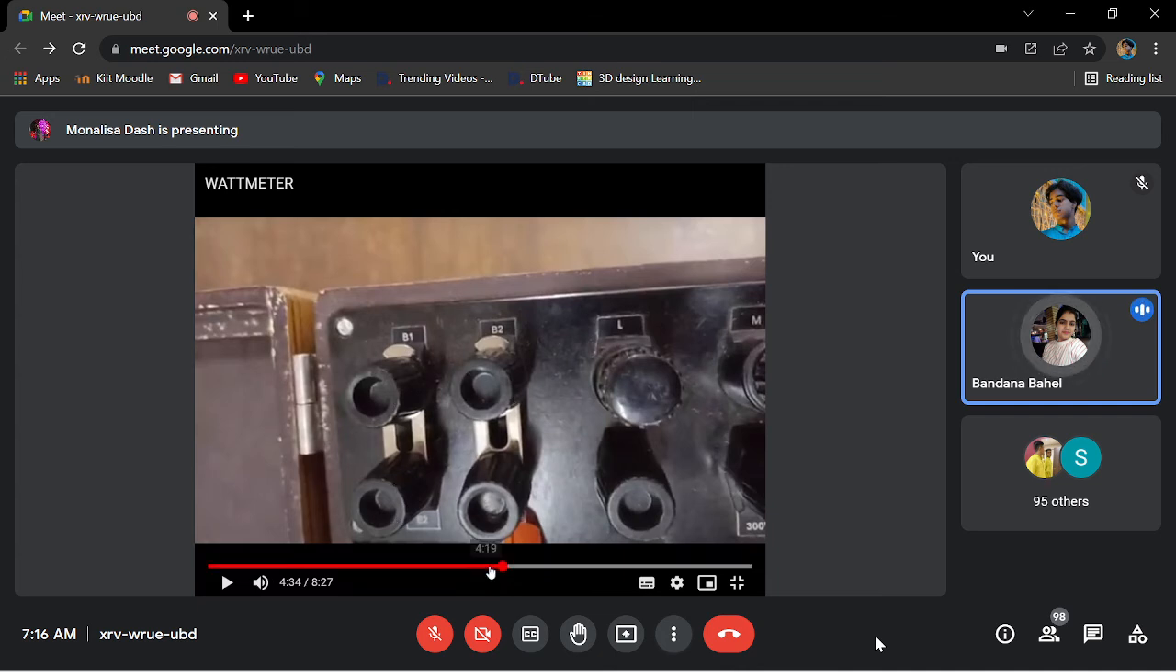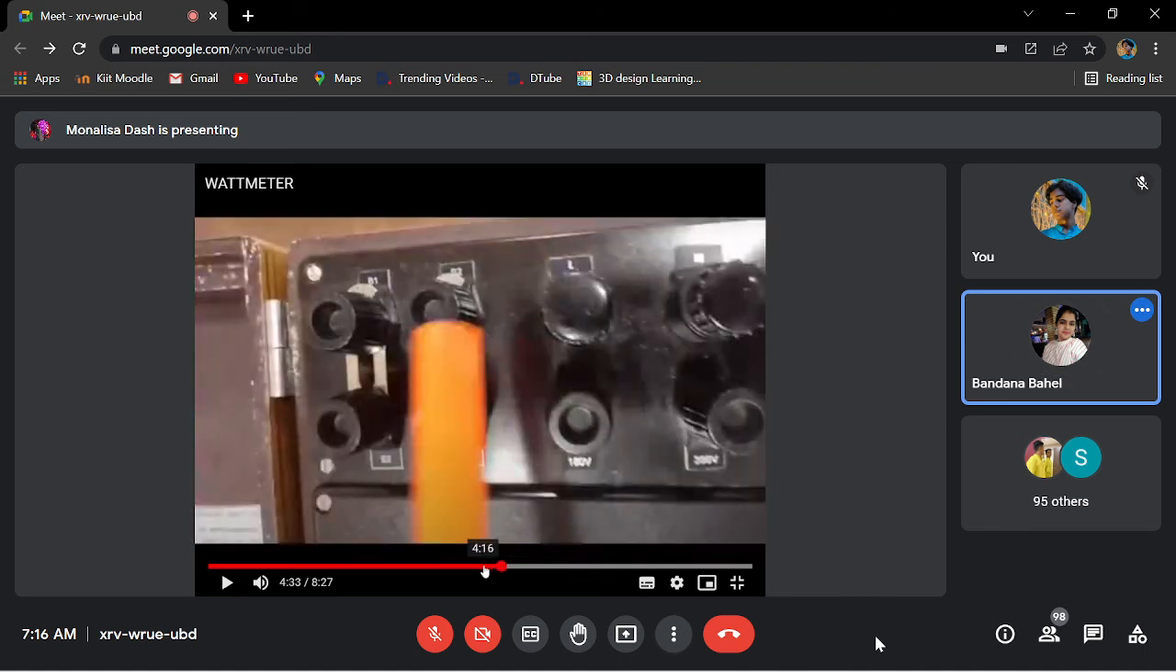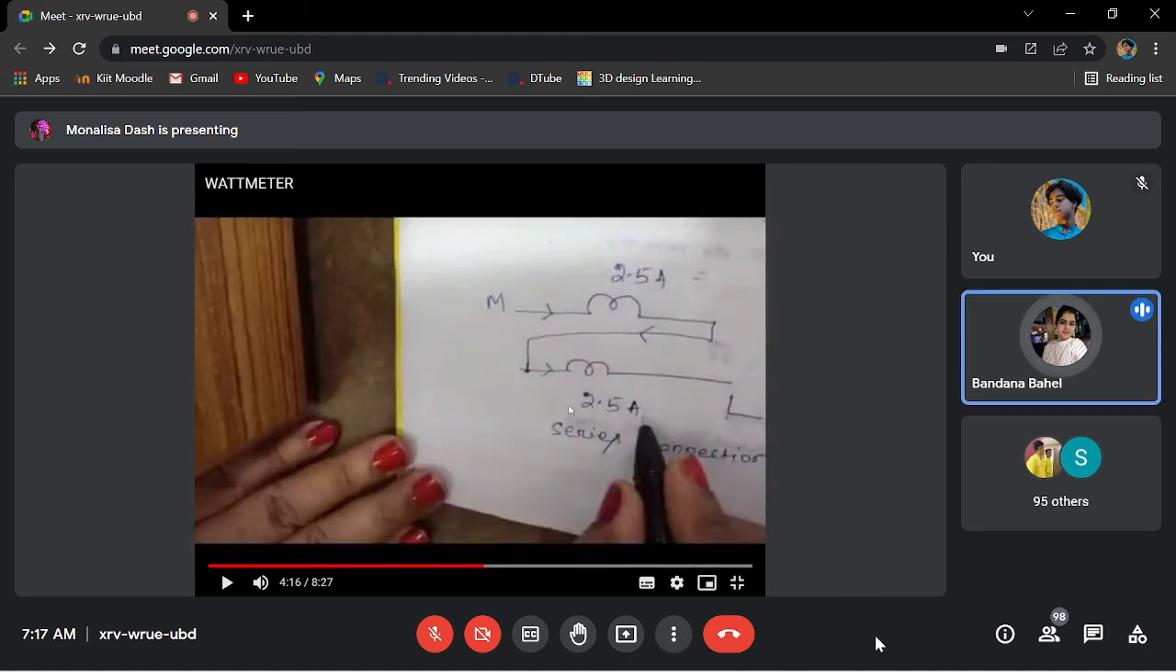So that's why your current has taken 5 ampere, not 2.5. If it has been connected in series, then you would take 2.5 ampere. Okay, so got current it. Settings vary from meter to meter.